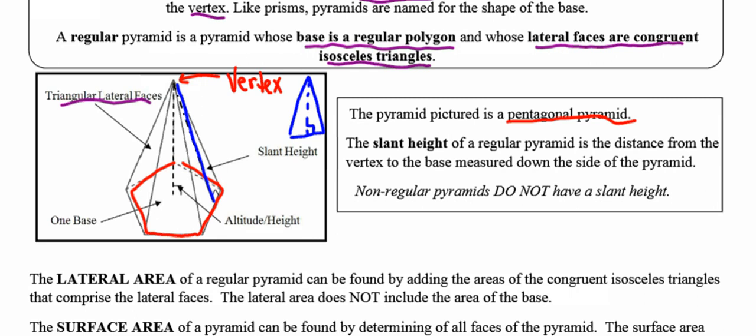The altitude is going to be the distance from the vertex down to the very center of the base. Remember, sometimes altitude is called height.